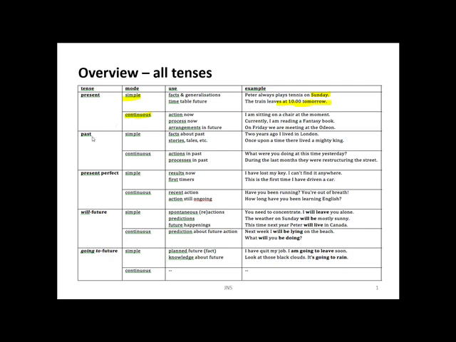We also covered the past simple and the continuous, present perfect, future with will, and going to. We have already covered those in the first term. And of course you can read those examples here to refresh your memories. They are very simple and very clear. All right.